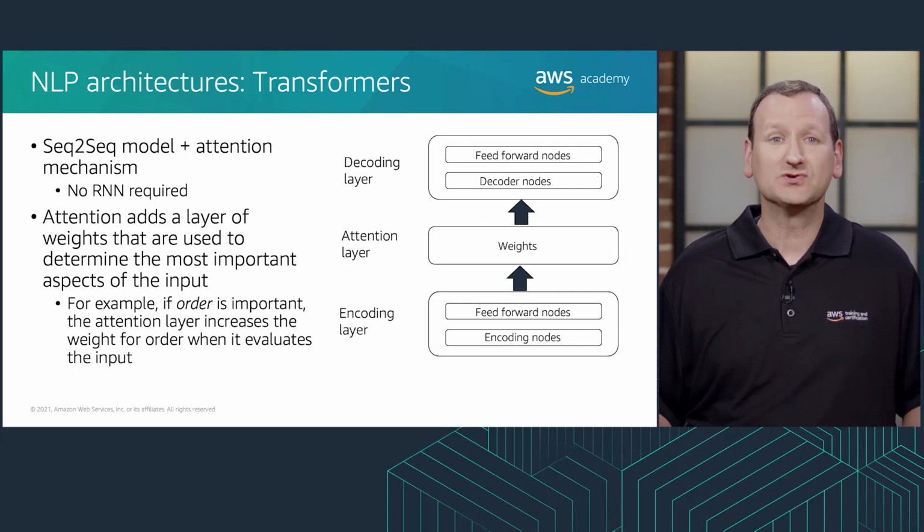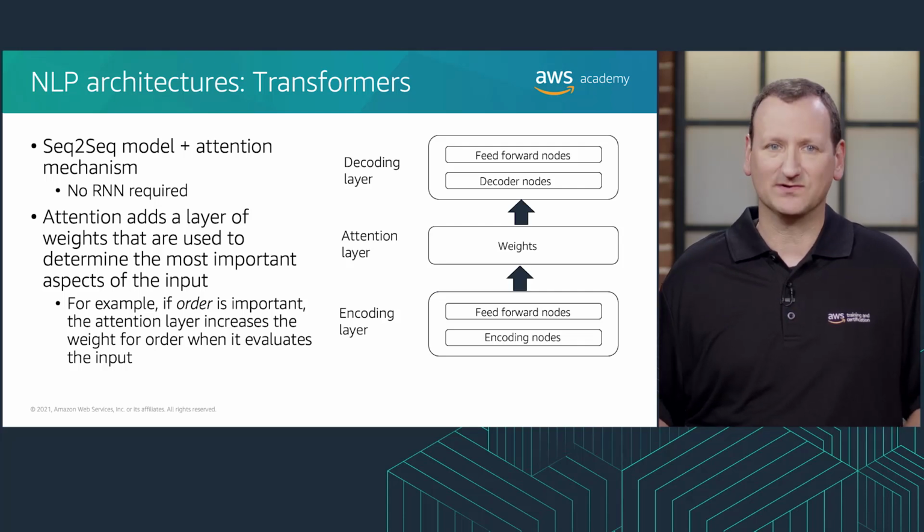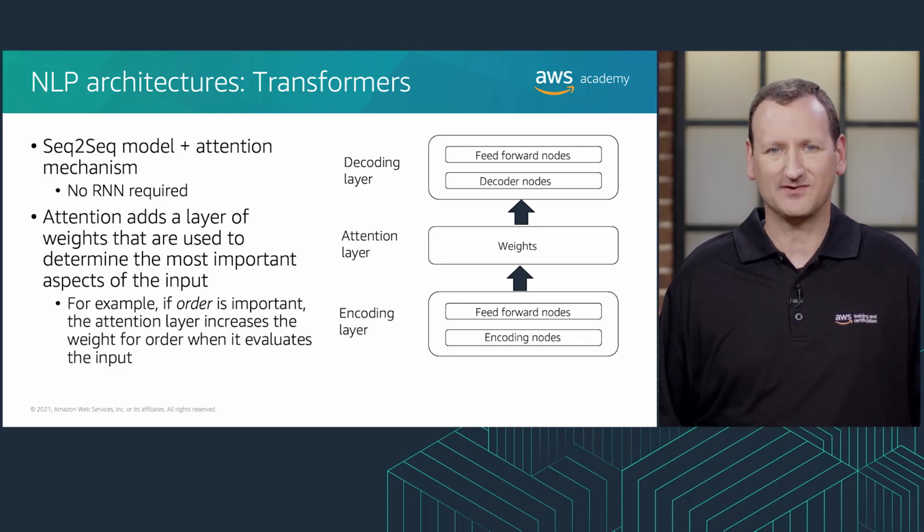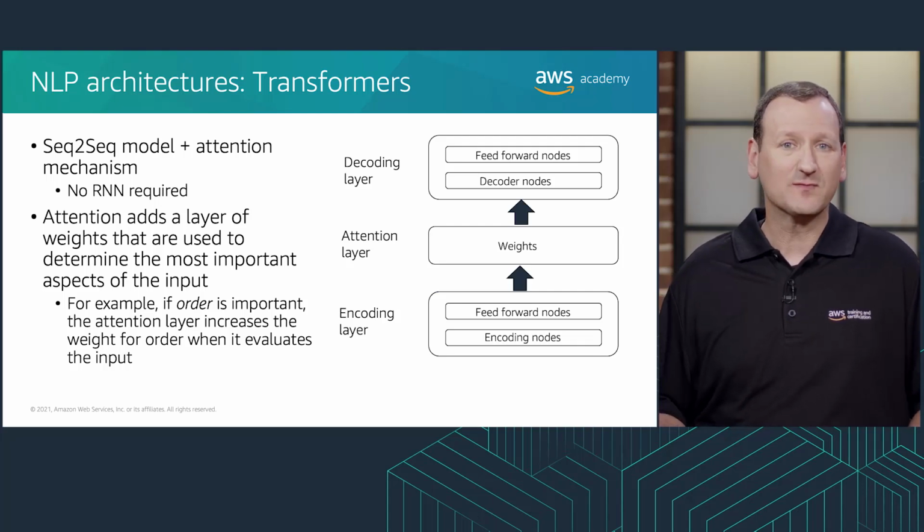The bidirectional encoder from transformers, or BERT, is a model that builds on the idea of transformers to fine-tune pre-trained NLP models. It's been used to improve the performance of various NLP tasks.